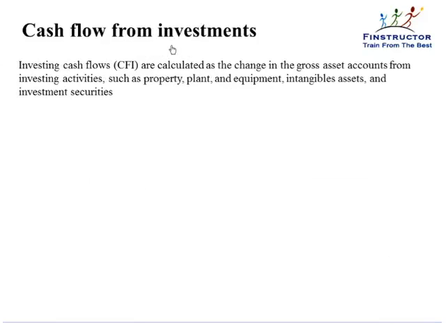So we now move on to understanding cash flow from investments. Investing activities, remember, relate to the acquisition and disposal of fixed assets and investments. And investing cash flows are calculated as the change in the gross asset accounts from investing activities such as property, plant and equipment, intangible assets, and investment securities.